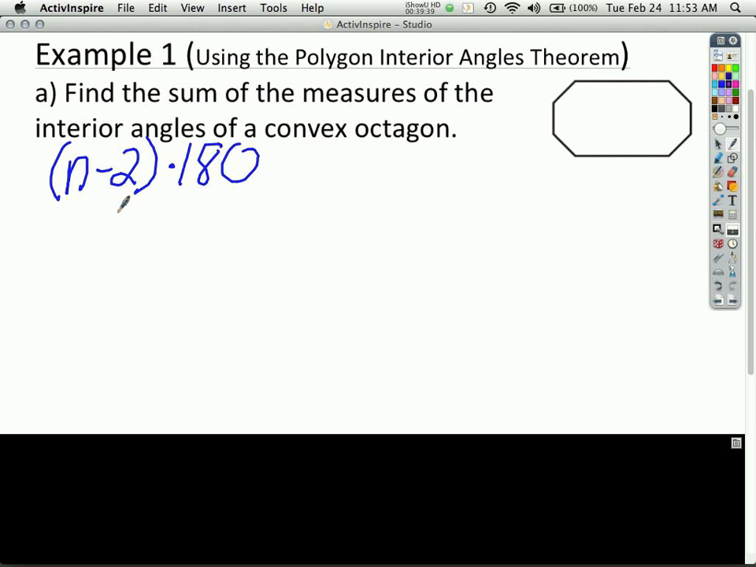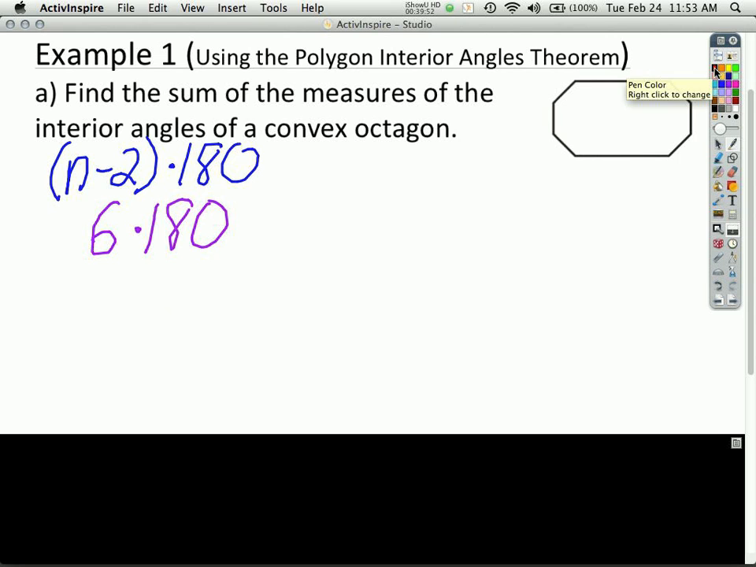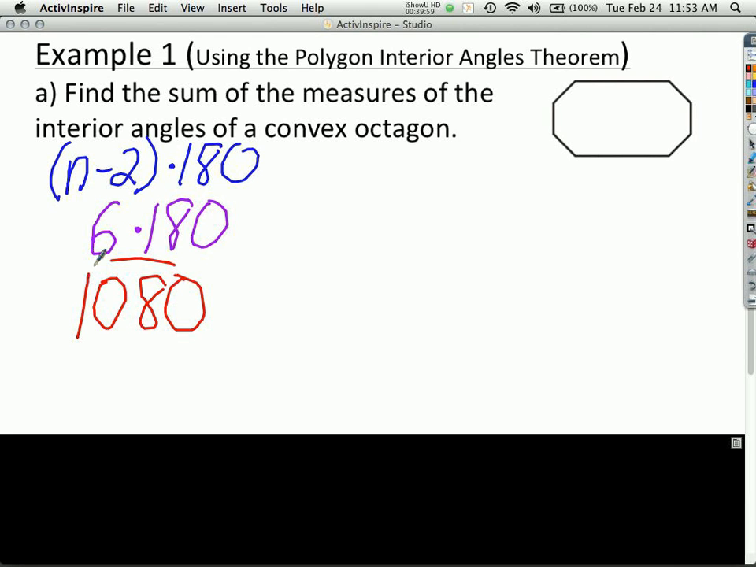So 8 minus 2 is 6. 6 times 180. You could do 6 times 100 and then 6 times 80, and you could figure it out mentally. So what is the sum of the angles of an octagon? Sum of the angles. Jabari? Yeah, it's 1,080. 1,080 degrees. Anyone have any comments, questions?